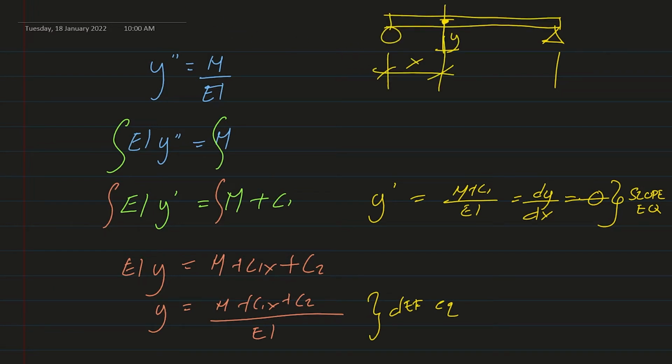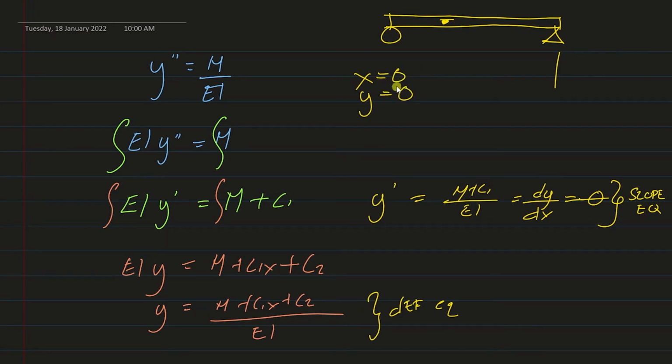Now, what do I mean by boundary conditions? At boundary conditions, ano ba yung mga initial na alam na natin dito sa beam na to? Alam natin na at supports, at this roller support and at this pin support, wala tayong deflection diyan. So, if x is equal to 0, we know that y or the deflection is also equal to 0.